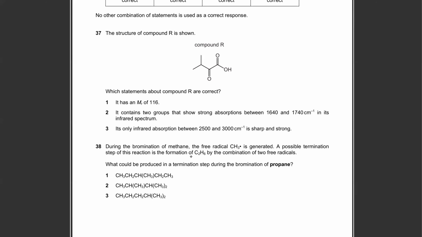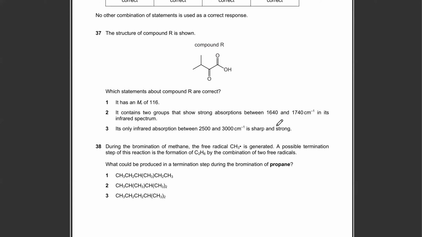It has an Mr of 116. I mean, you have to count it. It contains two groups that show strong absorptions between. So this is the carbonyl group, right? Strong absorption. So does it? It has, right? It's got two groups. So this is fine, right? Number two. Is that clear?